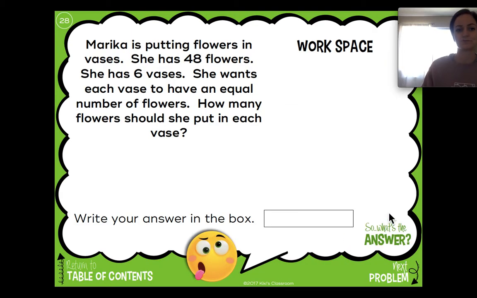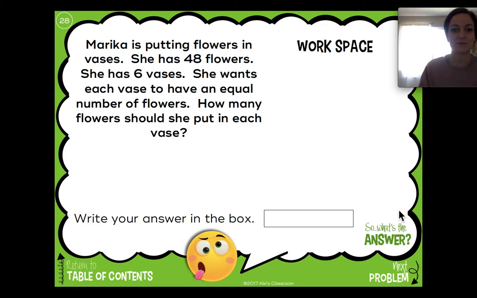All right, let's look at the next one. Marika is putting flowers in vases. She has 48 flowers. She has 6 vases, and she wants each vase to have the same or equal number of flowers. How many flowers should she put in each vase? So if you're picturing it, she's got 6 groups, and she's got 48 flowers to hand out to those 6 different groups. Go ahead and pause the video, and if you can figure out how many flowers she's putting in each vase. Go.